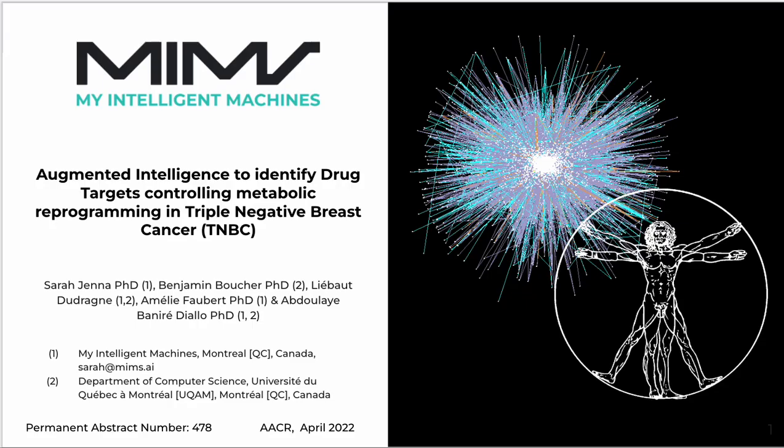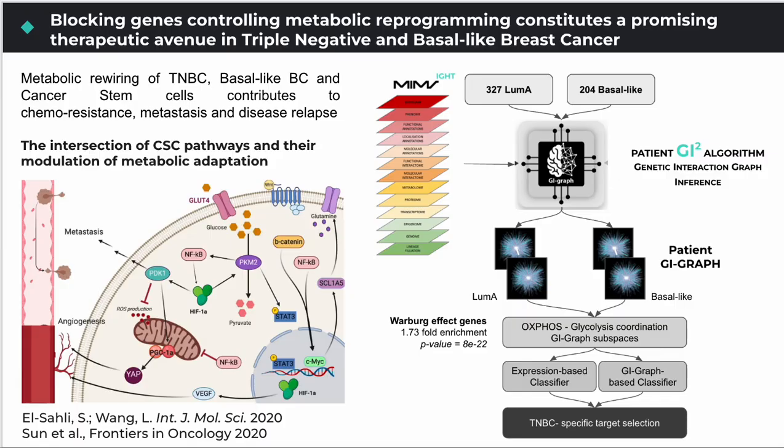cancer. The rationale of this study was that different studies show that metabolic reprogramming in triple-negative breast cancer and basal-like breast cancer, and also cancer stem cells, is associated with and contributes to chemoresistance, metastasis, and disease relapse, and results in poor outcome for patients. So the aim of the study was to identify new genes controlling this metabolic reprogramming of TNBC.